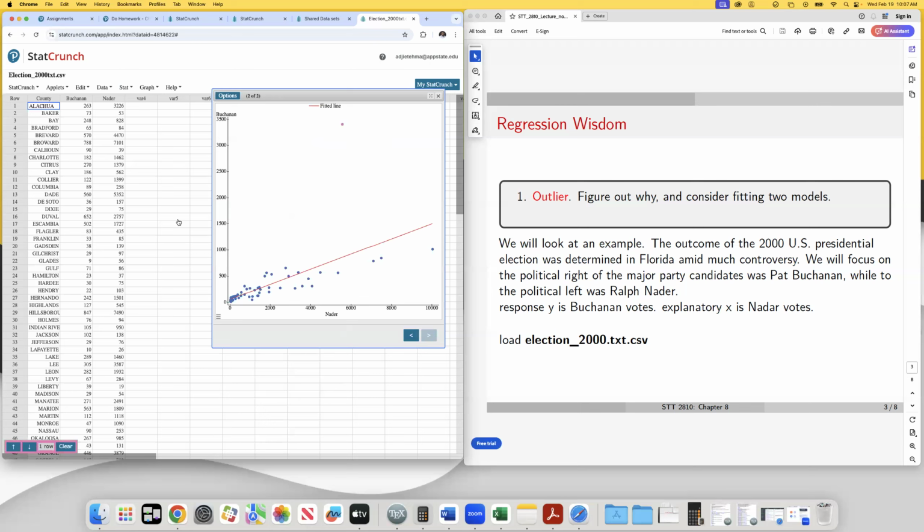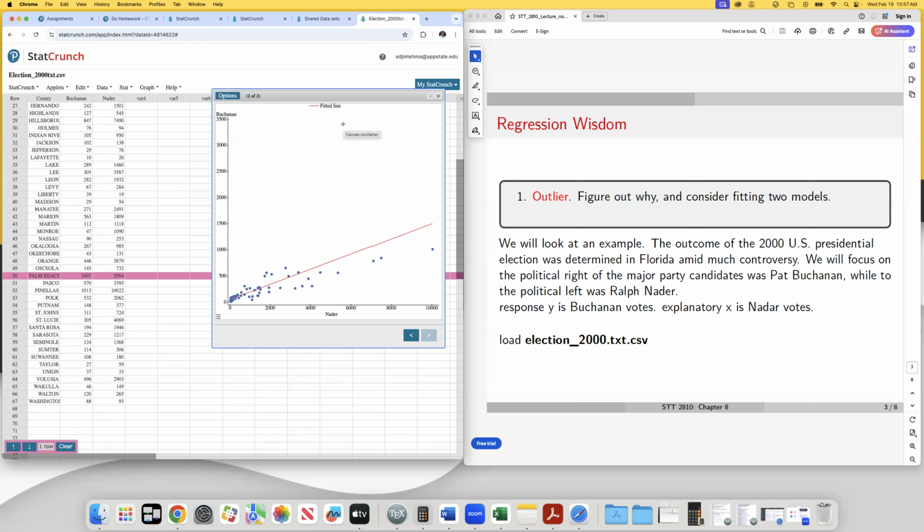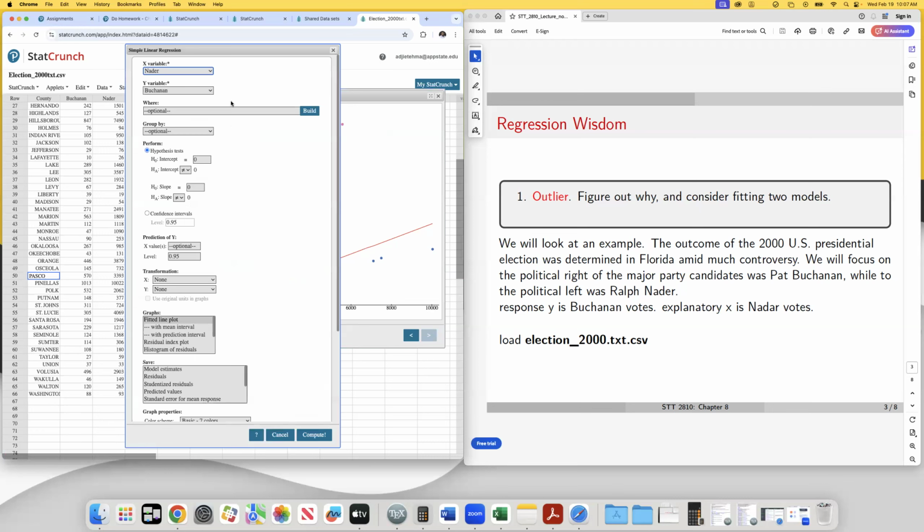Now that we have this outlier, let's identify it. When you click on this, it takes you to the outlier. So this is the outlier here. Like I said, anytime you encounter an outlier, you should figure out why and consider fitting two models. This is model one with the outlier, and now let's fit another model without the outlier. Let's remove this outlier. I'll do delete row. Okay, and then let's fit again and see.